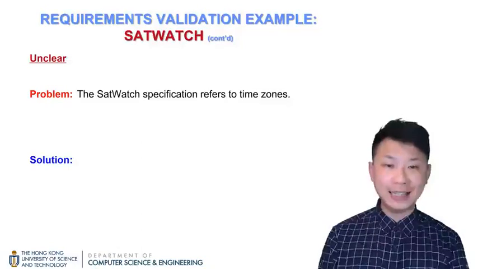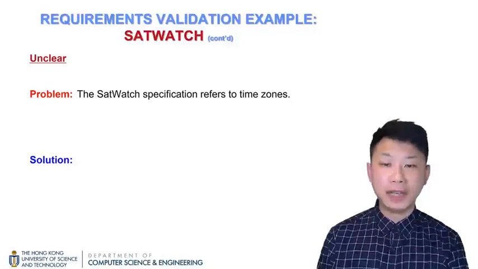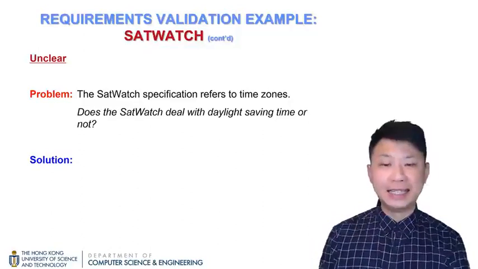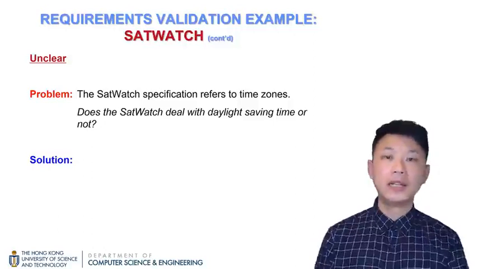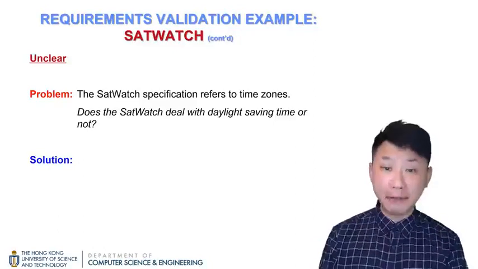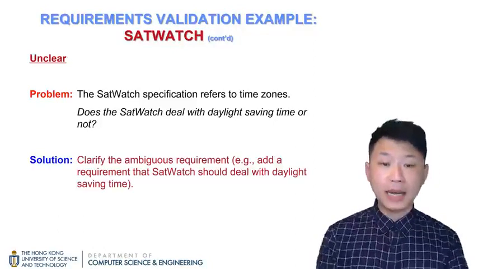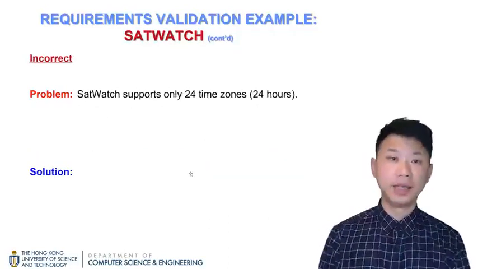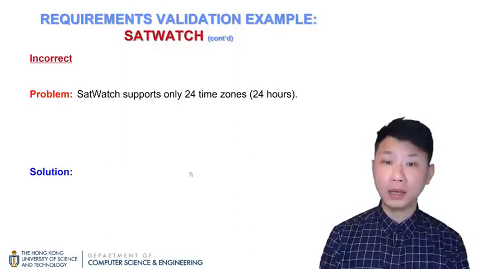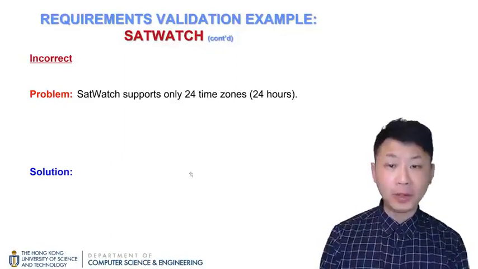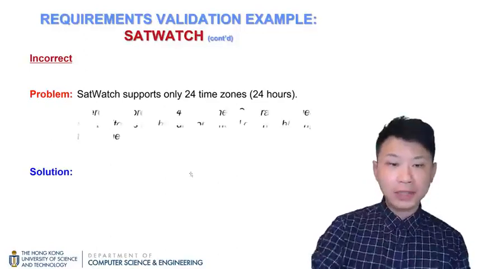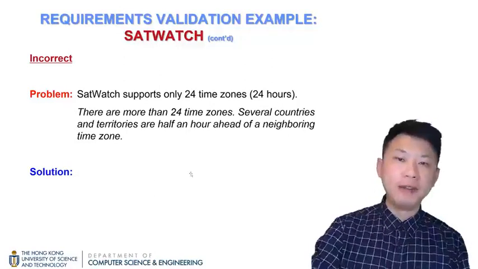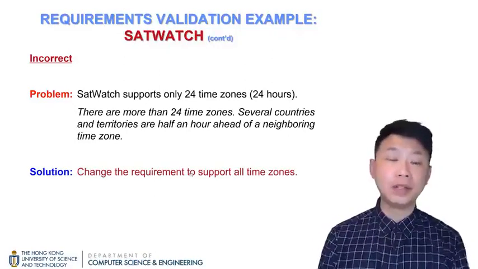And then the next one is unclear. We say that the SetWatch specification refers to time zones. So do we have to deal with daylight saving time or not? In this example, we have to refine and clarify the requirement by adding another requirement saying that SetWatch should deal with daylight saving time. And this is an example of an incorrect requirement. We say that SetWatch supports only 24 time zones, but we know that in reality we have more than 24 time zones. So we have to fix and refine the requirement and change it to support all the time zones.